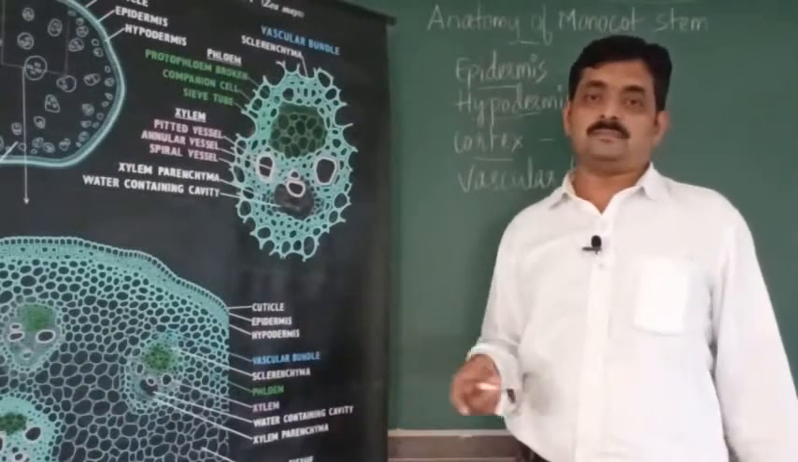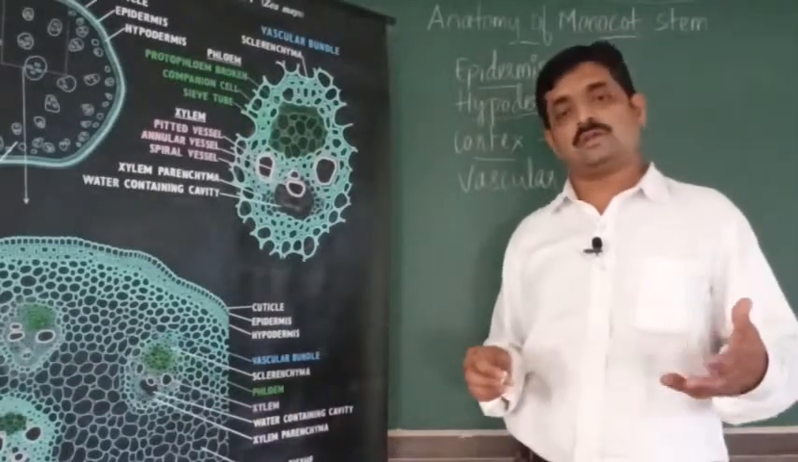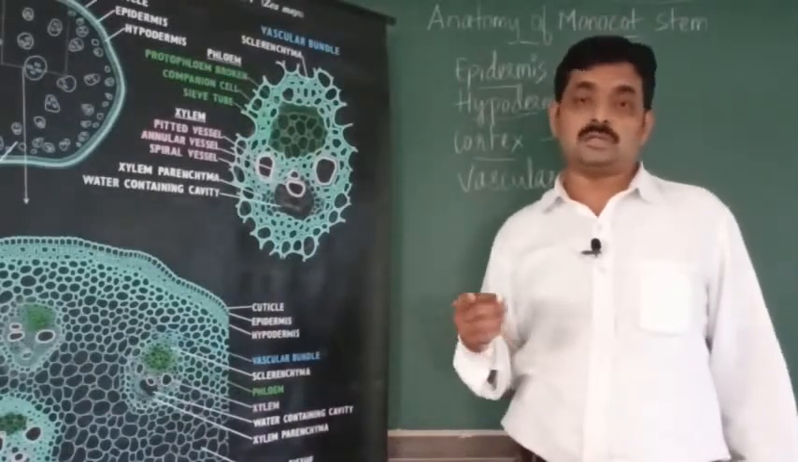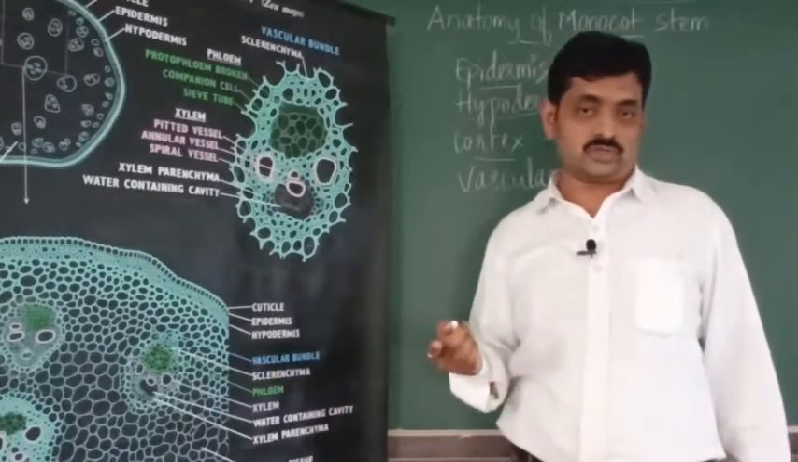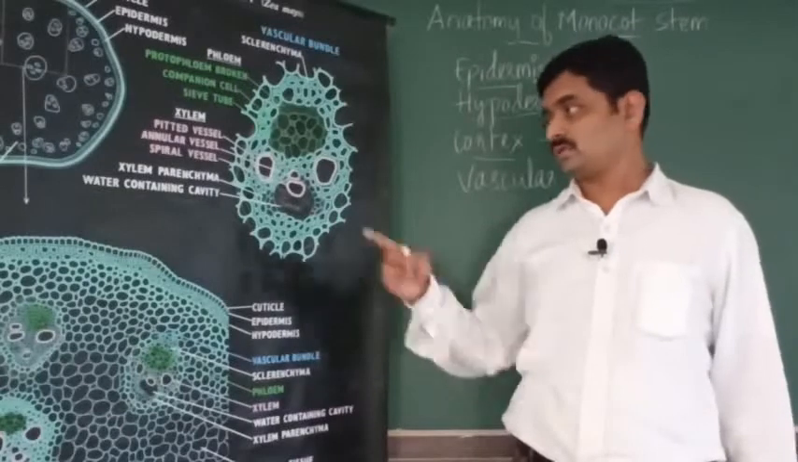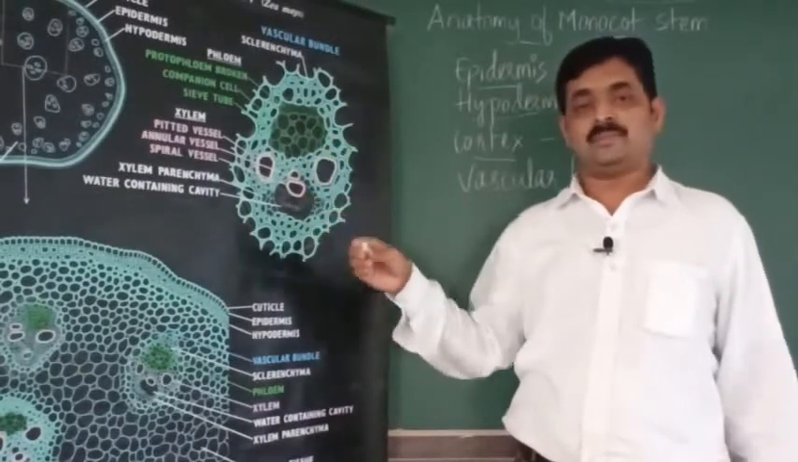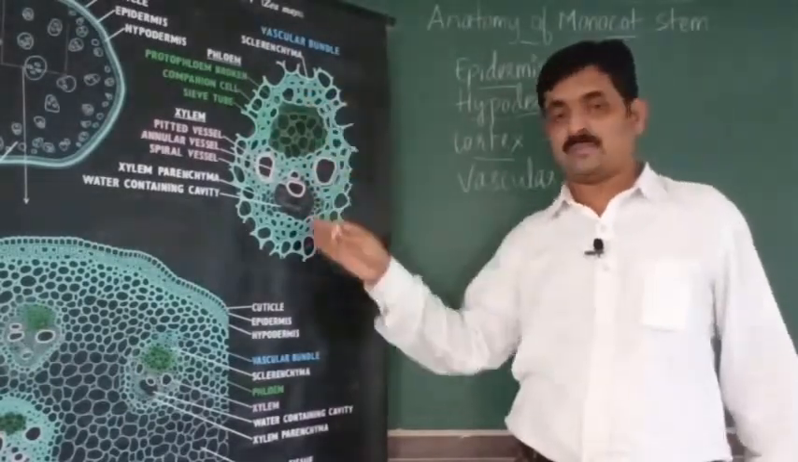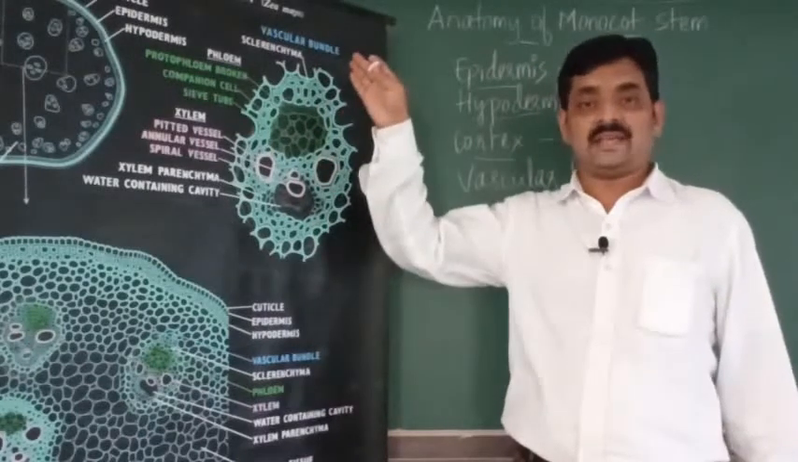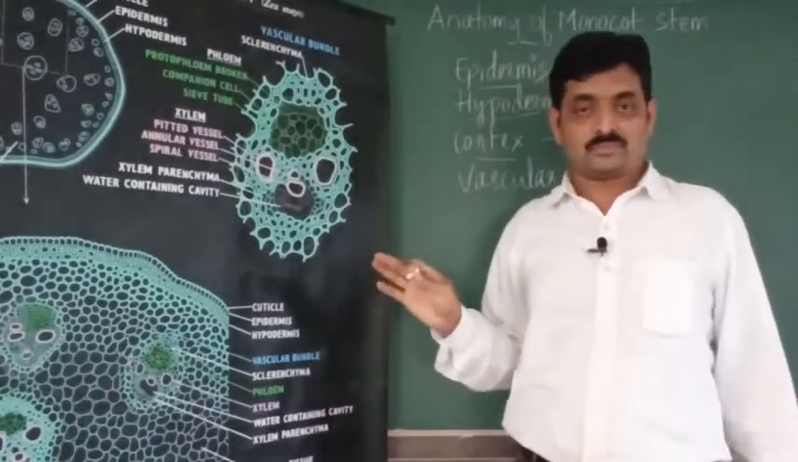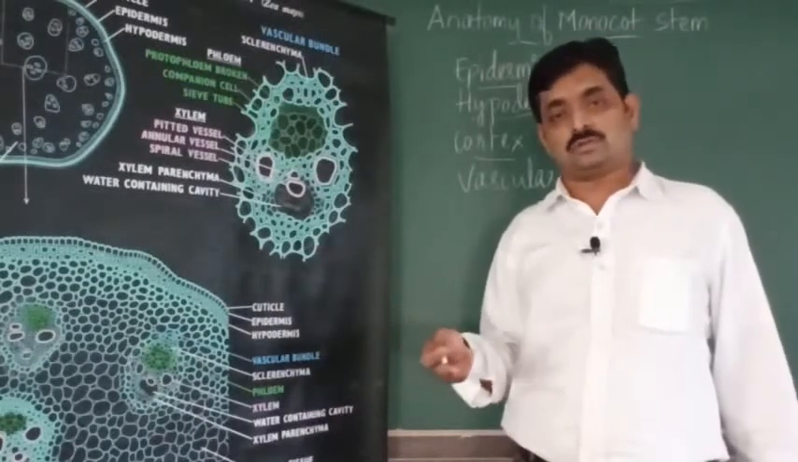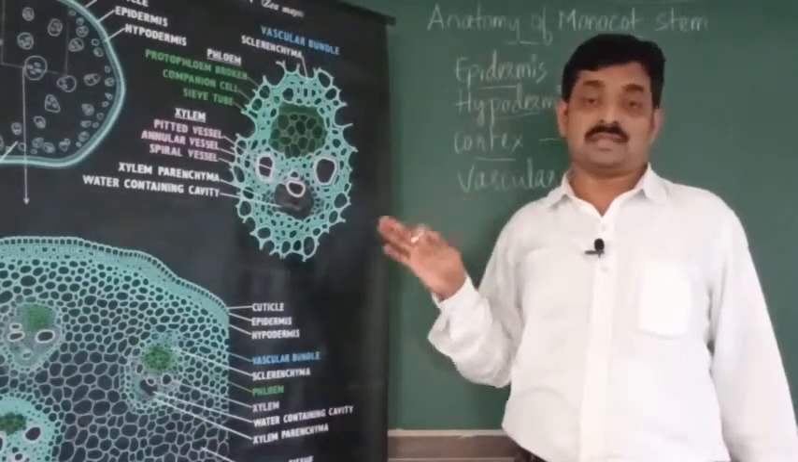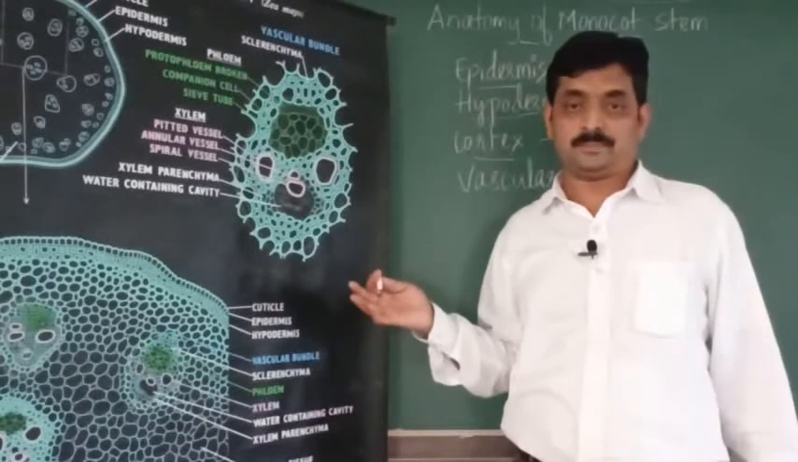So the vascular bundle of monocot stem is conjoined. It is conjoined and closed. Right? It is conjoined because phloem and xylem are in the same bundle, they lie in the same radius. Since they lie in the same radius, it is conjoined. It is closed type because there is no cambium. So cambium is absent, so it is closed type.